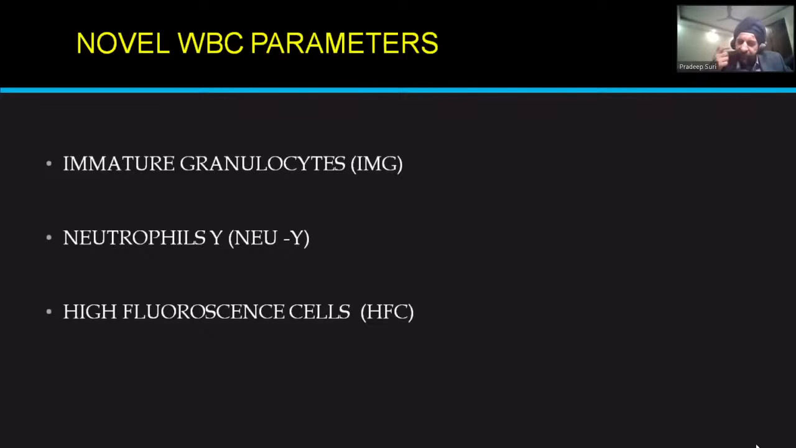HFC is nothing but what we used to call earlier the Turk cell or the Downey cell. Some people like to call it the virocyte, transformed lymphocyte. Basically, it is a lymphocyte that is activated primarily by viral infections, although it can also be seen in certain lymphoproliferative disorders. We'll be seeing how HFC is helpful, especially in dengue, in both prognosis as well as diagnosis.